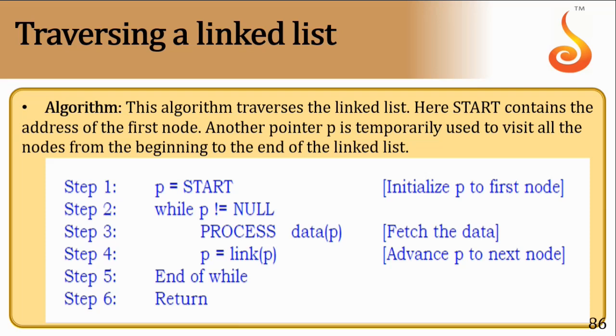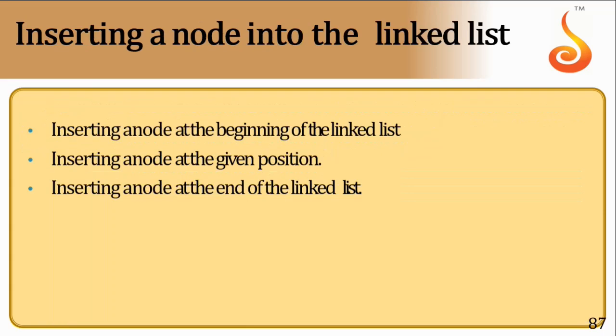Traversal operation is done. Next is inserting a node. Inserting a node is allowed at the beginning, at a given position, or at the end of the list. It does not follow LIFO or FIFO. So I can insert a node at the beginning of the list. That means that I already have a linked list, and you want to add an element into the list, and it has to be in the beginning. That is, you want to make it the first node in the list.